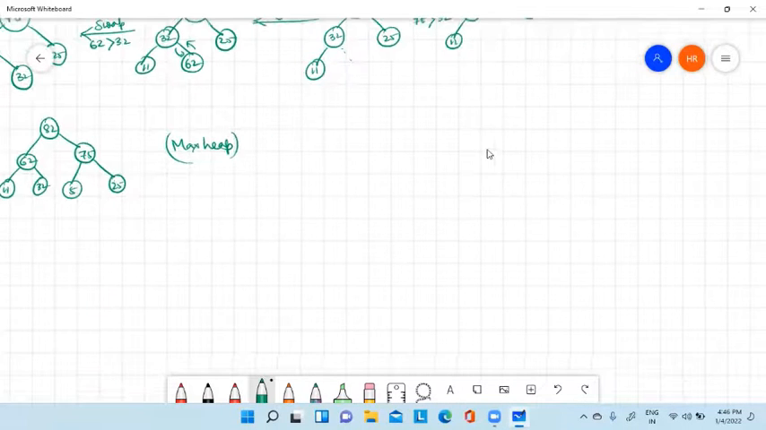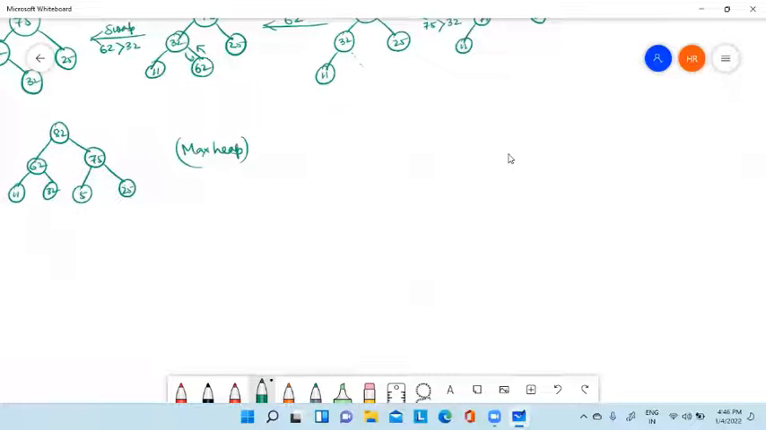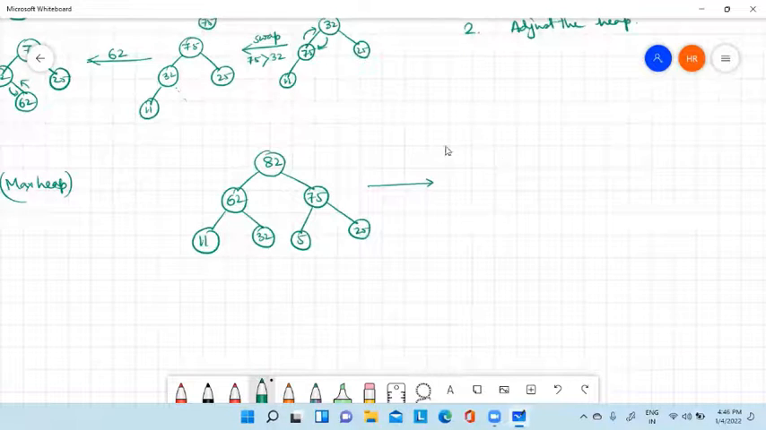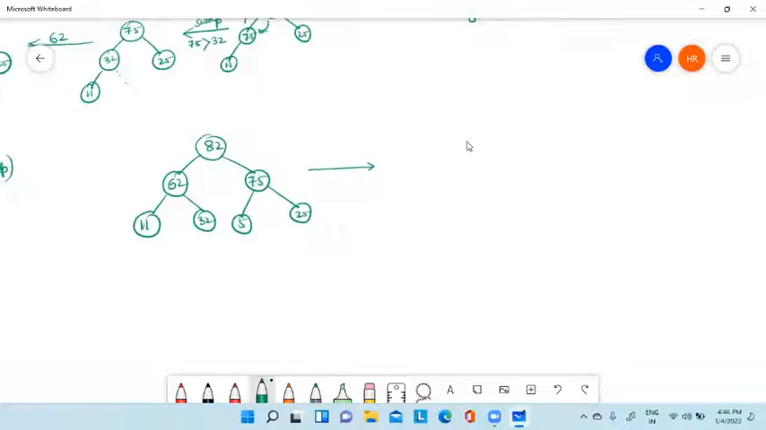So for this particular example it is 82, then this side 62, 75, 11, 32, 5, 25. So I'm starting deletion. What is the algorithm for deletion? Delete the root element and replace it by the last element. Which one is the last element in this? This is the last element. Okay, because we cannot delete this one. Why?